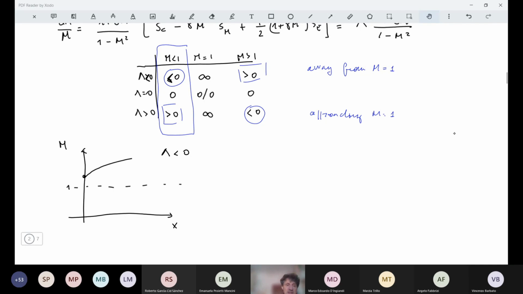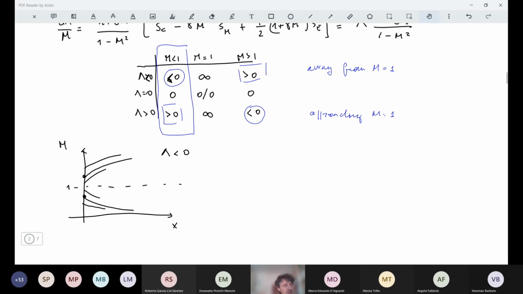If you are considering Mach number less than 1, you further decrease your Mach number because we have lambda less than 0 here, and we move in this direction. And so we can consider different curves of this kind starting from different Mach numbers. And what you see is that we have no problem, we always have solutions for this case.